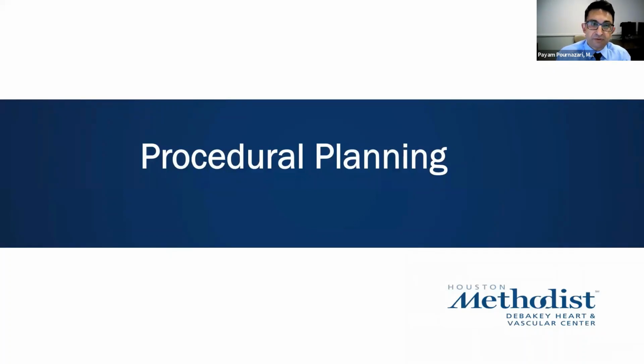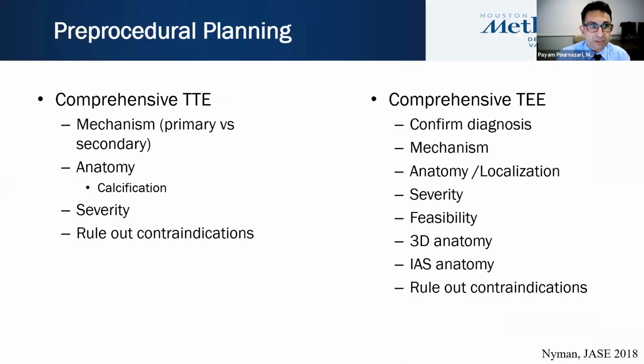For procedural planning for transcatheter edge-to-edge repair, we require a comprehensive transthoracic echocardiogram to look at the mechanism of the mitral regurgitation, differentiate between primary versus secondary, look at the anatomy, and look at the calcification. As the mitral valve has a complex structure, it is important to assess it in great detail with respect to its anatomy, confirm the severity of mitral regurgitation, and rule out potential contraindications that we will discuss in a couple of slides.